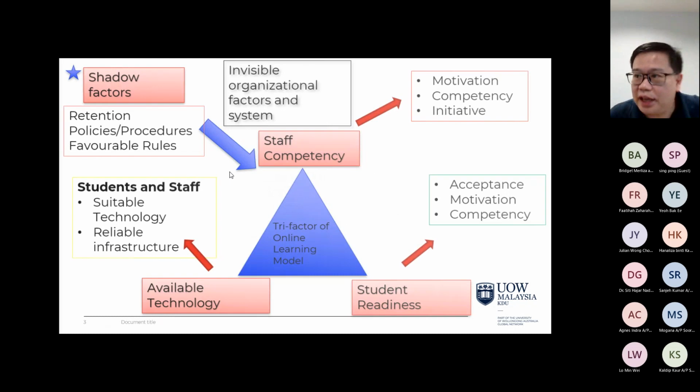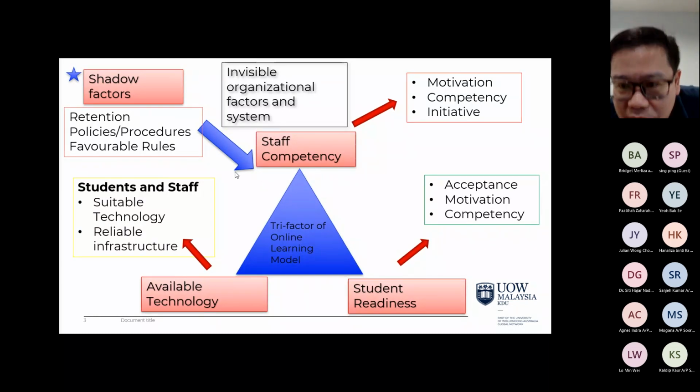Okay, so I think one key element here that I would like to stress upon is this online learning model. This online learning model is a very basic model that I concocted based on the observations we have gone through in the past few years. It is also based very much on the Servuction model. For those of you who look into service itself, the Servuction model is one that has a high impact on service and the service experience.